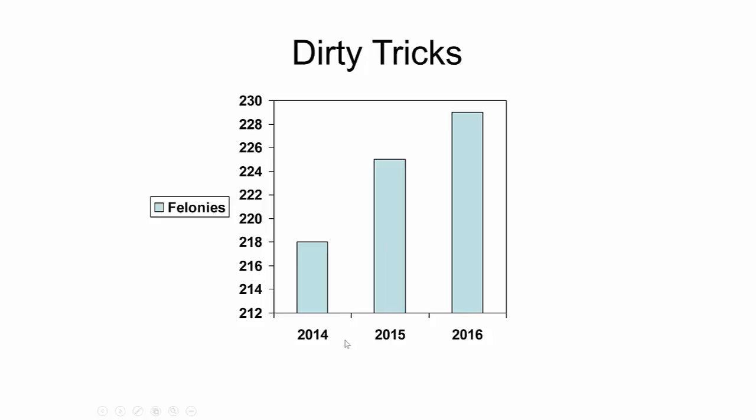But if you look closely at the numbers, you can see that these bars are completely out of whack. There were about 218 felonies in 2014 and about 225 in 2015. But look at this bar. This bar looks like it's about twice as large as this bar, but we know that 225 is not twice as large as 218. In other words, these bars are out of proportion.